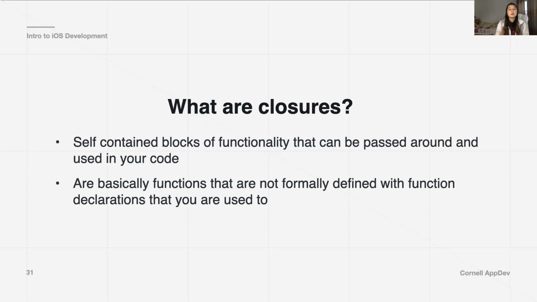So yeah, closures. What are closures? Well, closures is basically a fancy name that we give to functions, right? So closures are self-contained blocks of functionality that you can pass around and use in your code. But basically, they're just functions. They're just functions that are defined a little bit differently.